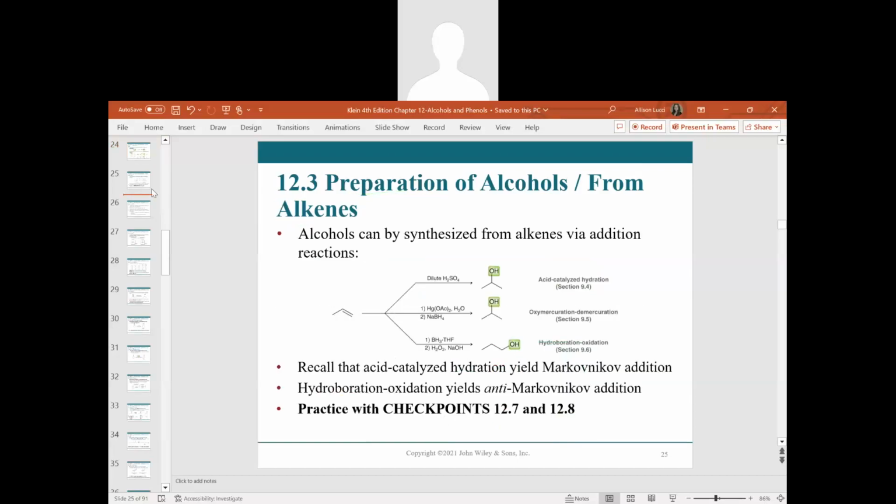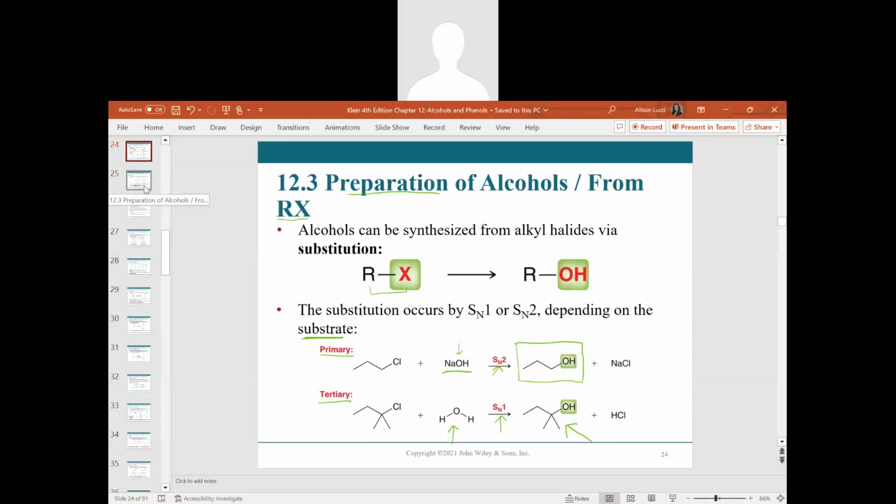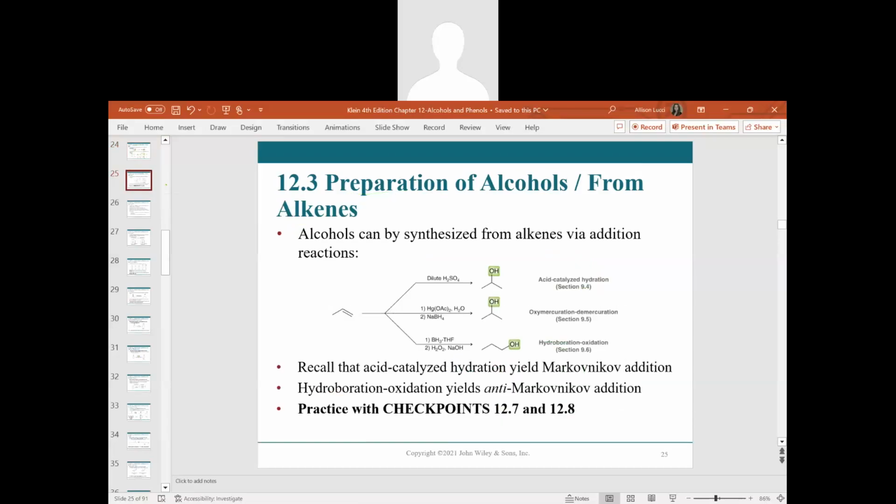So in addition to substitution reactions, we can also form alcohols from addition reactions with alkenes. So say we have this starting material over here, our alkene, we can add across that pi bond. If you recall in chapter 9, we looked at mechanisms of reaction for alkenes.